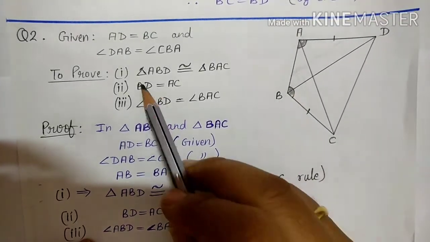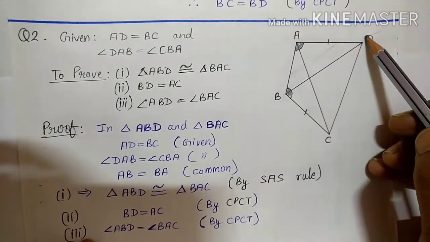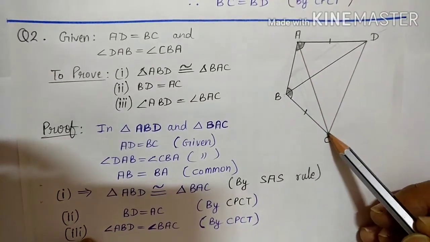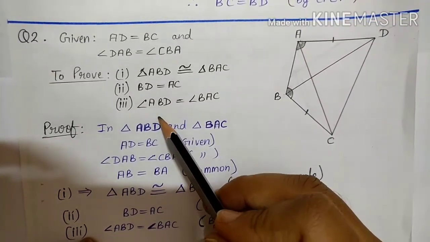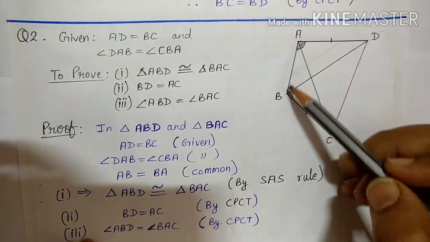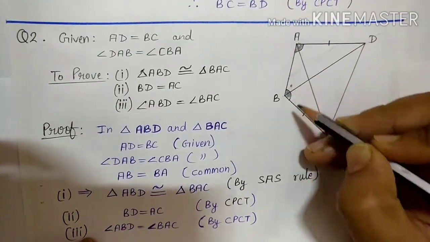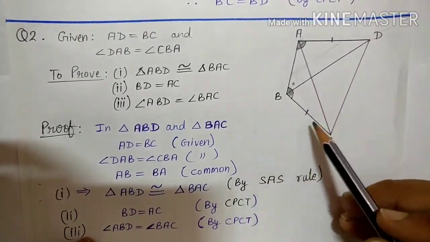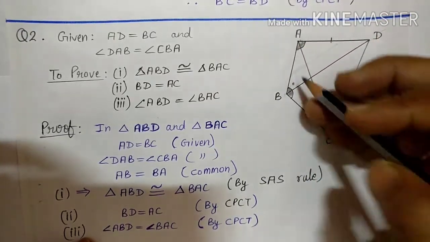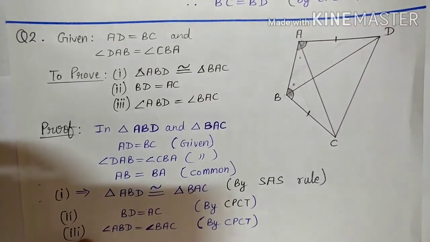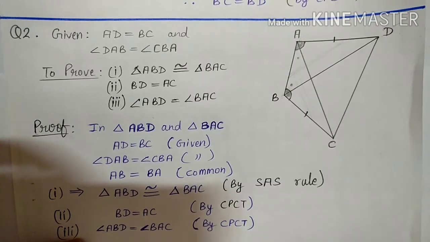Then BD equals AC. This we have to prove. And the third part, angle ABD, it means this angle only, we have to prove equals angle BAC. It means those two angles we have to prove equal. Okay, let's solve the solution.